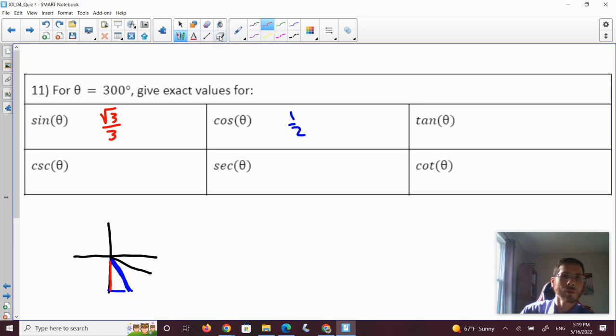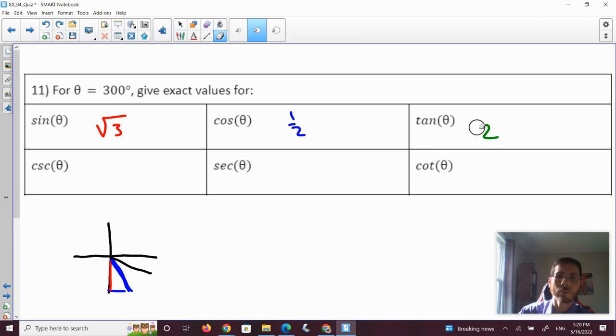Square root of 3 for right now. And then tangent is going to be 2. Oh, 1. I got myself a little bit confused.